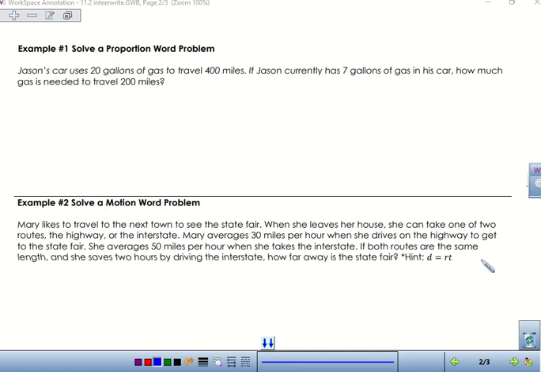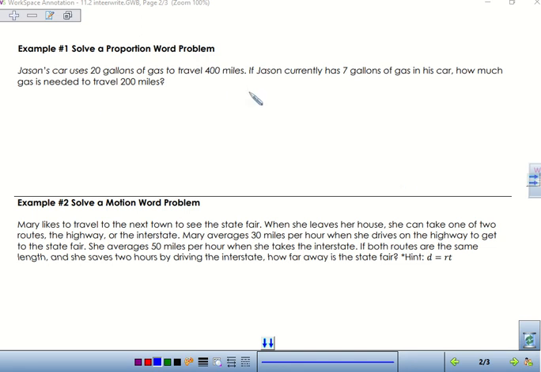If Jason currently has 7 gallons of gas in his car, how much gas is needed to travel 200 miles? So, it doesn't say how much more gas he needs. It just says how much gas he needs. So it doesn't really matter that he already has 7 gallons in his car. No, because we're not worrying about how much more he needs. We just need to know the total amount of gas that he needs.